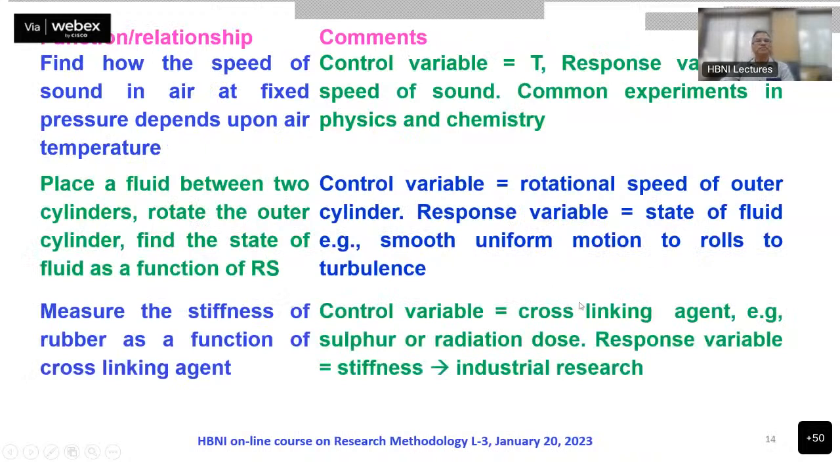For example, just to give you some examples from Marder's book. Find how the speed of sound in air at fixed pressure depends upon air temperature. So the speed of sound can vary with temperature. So keep the pressure constant. So what is the control variable? Temperature. The response variable, speed of sound. So this is a common experiment in physics and chemistry, which you can do in your laboratory.